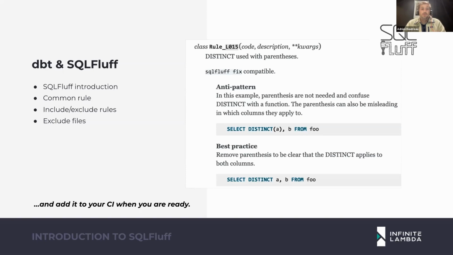SQLFluff can also be used with Jinja files. You can define it. You have two more examples. On DBT, you could sometimes have files with a lot of complexity that are very difficult to read, so you can put a limit on the number of lines inside the file. Another example is capitalization, if you want to put everything upper or lower. Again, when you feel comfortable with SQLFluff locally, you should add it to your CI.